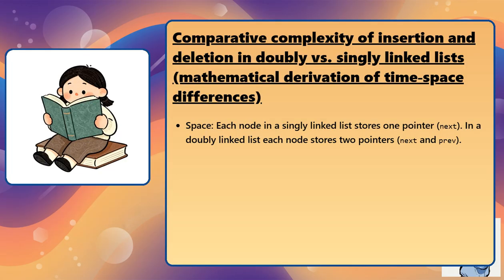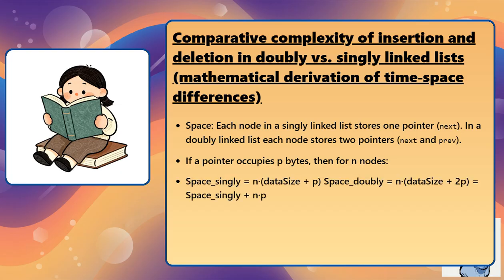Space: each node in a singly linked list stores 1 pointer, next. In a doubly linked list each node stores 2 pointers, next and previous. If a pointer occupies p bytes, then for n nodes: space singly = n × (data size + p). Space doubly = n × (data size + 2p), which equals space singly + n × p.